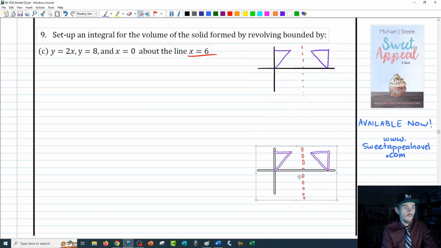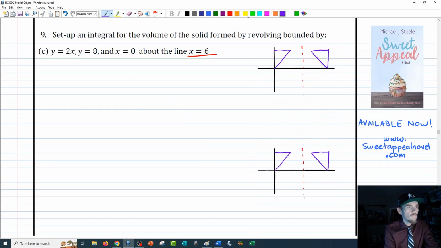Let's give myself a little bit more room here. And then from here I will draw our little cross-section. Our cross-sections are going to be washers in this case. So we'll be able to draw some washer-based cross-sections here in just a second. But notice that these cross-sections are perpendicular to the y-axis, so we're going to need to be in y terms in order to do this with washers.